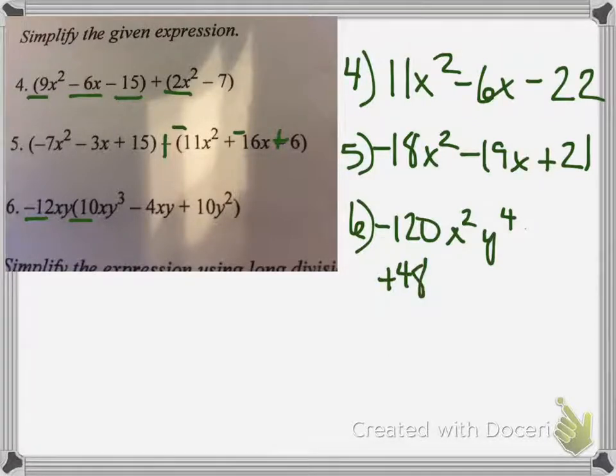I'm doing it here underneath because I ran out of space. X times x is x squared. Y times y is y squared. And then negative 12 times 10 is negative 120 again. X, y to the 3rd, because 1y and 2y's gives me 3y's. And that's pretty much it.